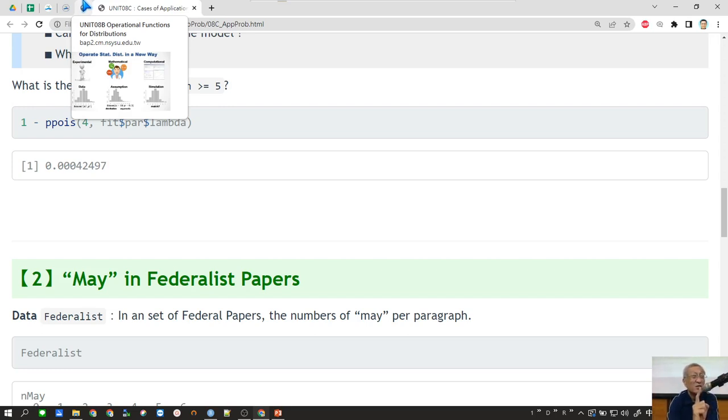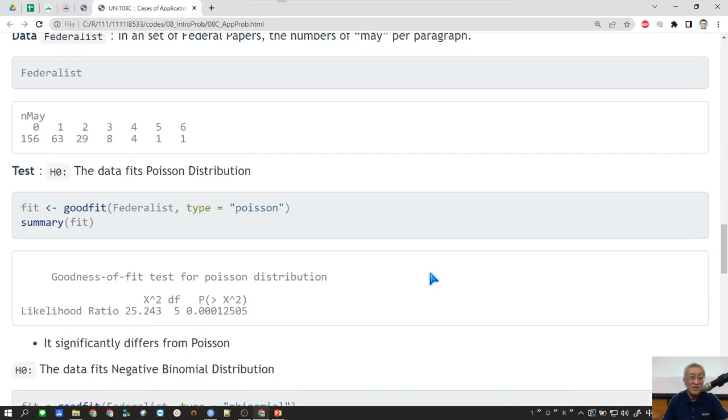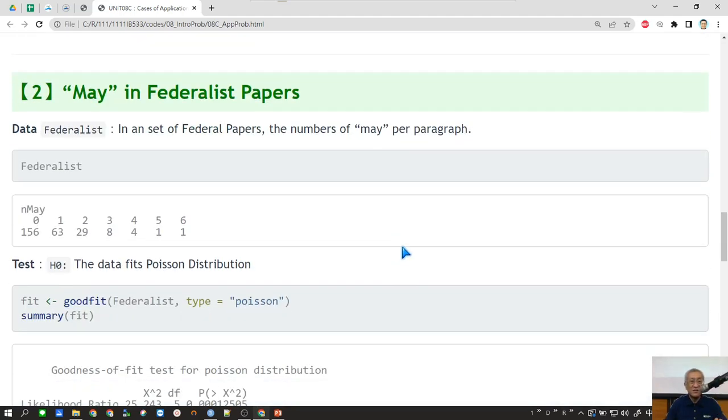So today we learned a lot about the theoretical distribution, right? But that theoretical distribution can be connected to real data basically in this way. Now there's one more example here.